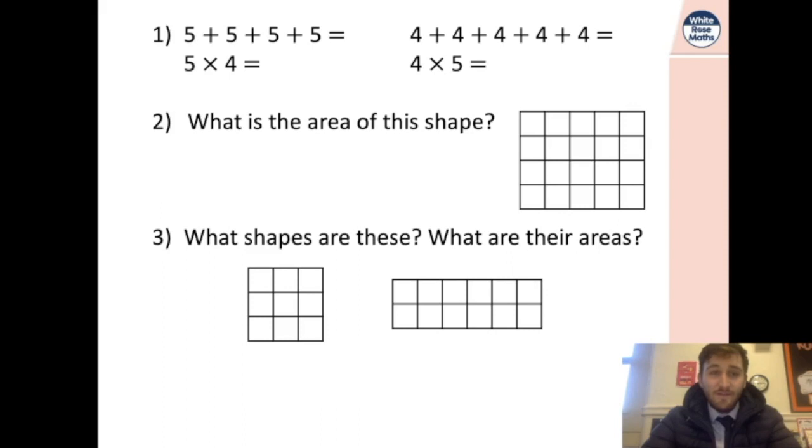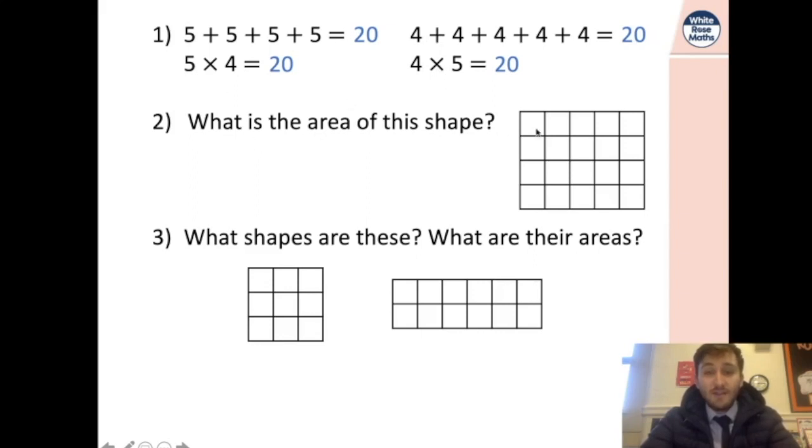Okay, so our first question, we've got 5 plus 5 plus 5 plus 5, this is 20. And we've got 4 plus 4 plus 4 plus 4 plus 4, which is again 5 lots of 4, it is 20. So all the answers here are 20. Because 5 times 4 is the exact same as 5 plus 5 plus 5 plus 5, and 5 times 5 is the same. So all the answers are 20.